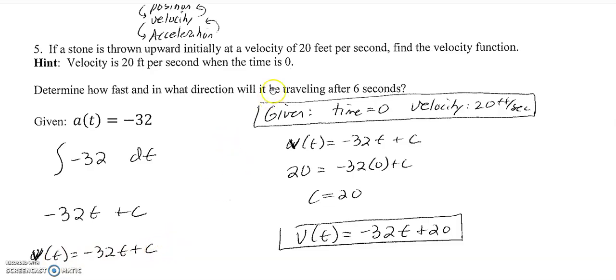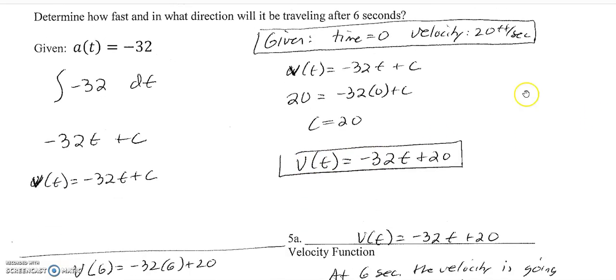So it's given that when the velocity is 20 feet per second, the time is 0. So for velocity, we plug in 20. For time, we plug in 0, and we can solve for c. 20 equals negative 32 times 0 plus c. Therefore, c equals 20. So we have our velocity function, v of t equals negative 32t plus 20.